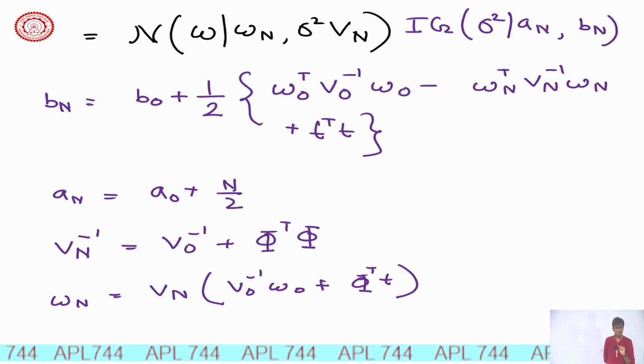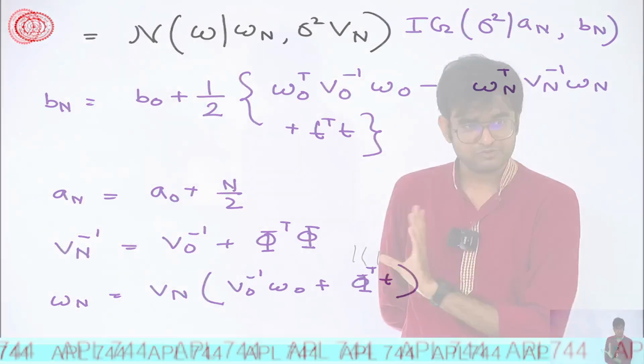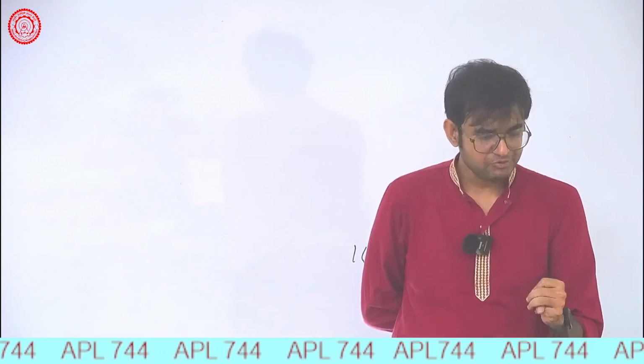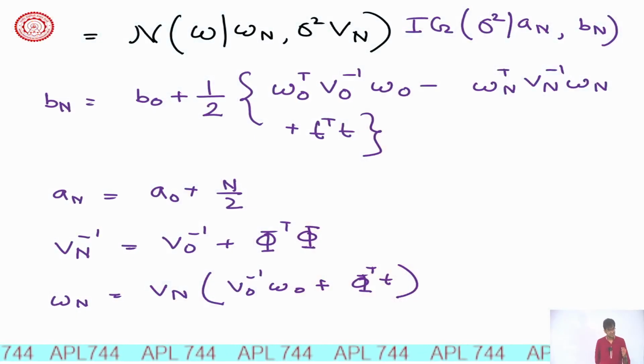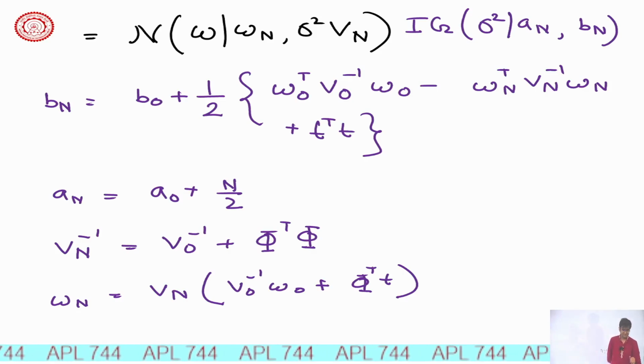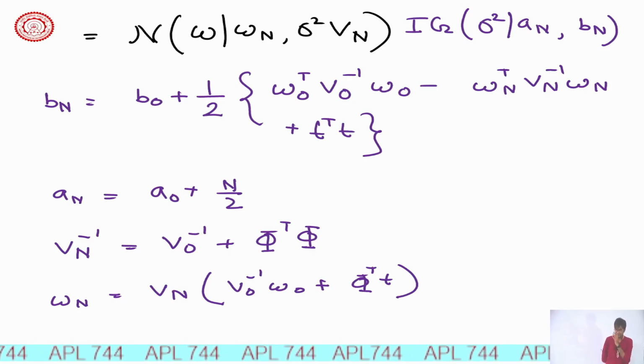Second will be Vn inverse is equal to V naught inverse, which is given to you because it's prior, plus phi transpose phi. Done. Third will be Wn is equal to Vn times V naught inverse W naught plus phi transpose T. Done. Last will be Bn. Then again everything is known, you see. And once these four are done, your posterior is done. So the algorithm, the code part is very simple. The derivation part is the one that is difficult.